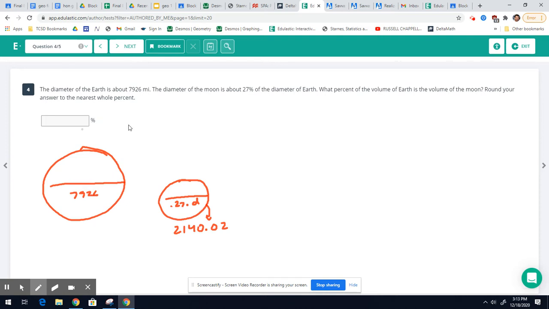So the question is, how do we find the answer? Well, if we're looking for what percent of the volume of the Earth is the volume of the moon, that's a simple fraction. Volume of the moon divided by the volume of the Earth. You take the smaller divided by the larger, and that'll give you your answer.